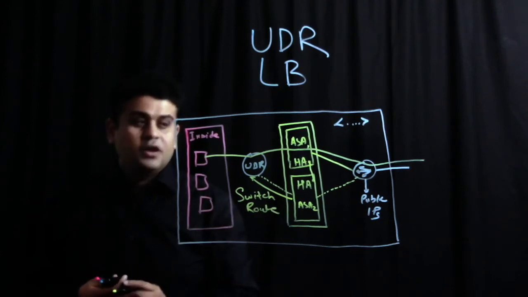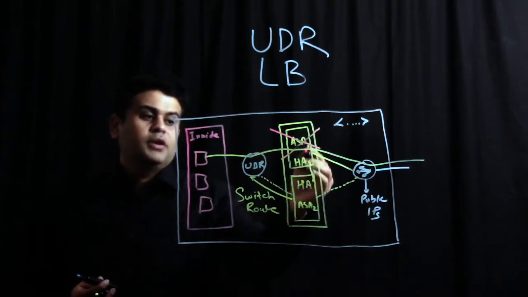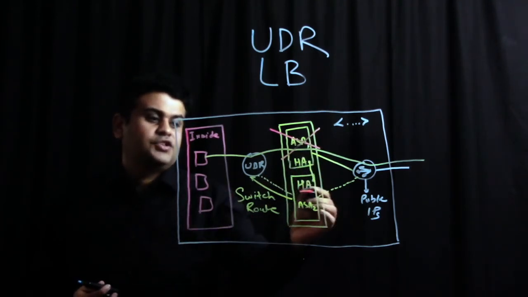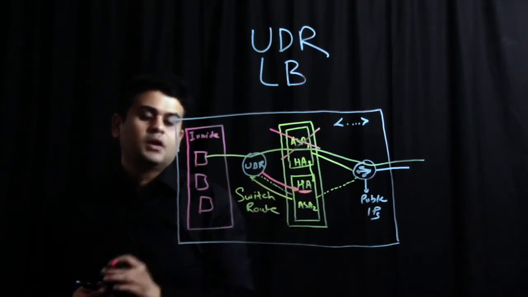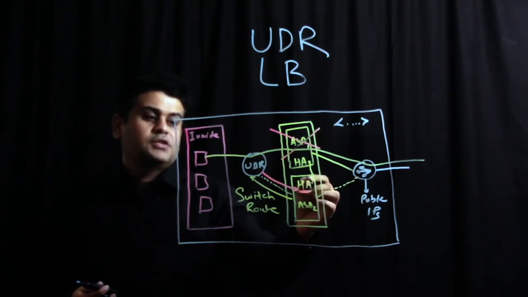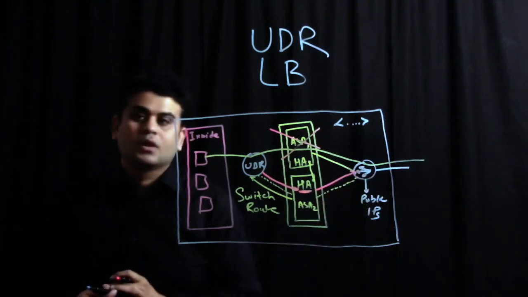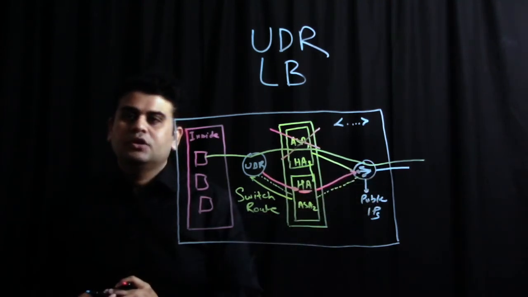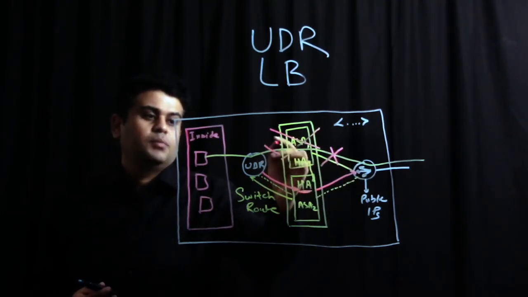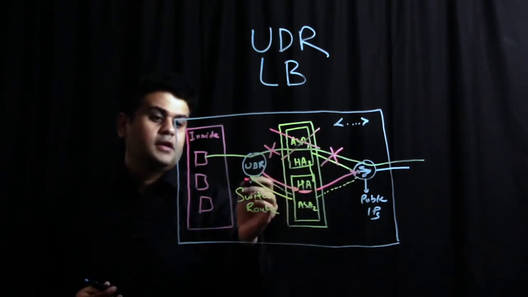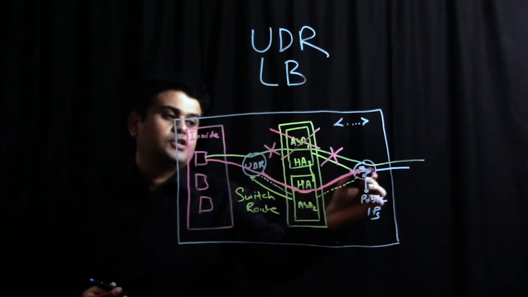So assume there is some problem with ASA 1. The moment this ASA is down, this HA agent will initiate a REST API call and initiate a route change. Also, the moment the second ASA becomes active, it will start responding to probes. The moment these probes are received on the load balancer and there is no reply to probes from this side, this connection will be completely removed and users from inside will take this route to reach the internet.